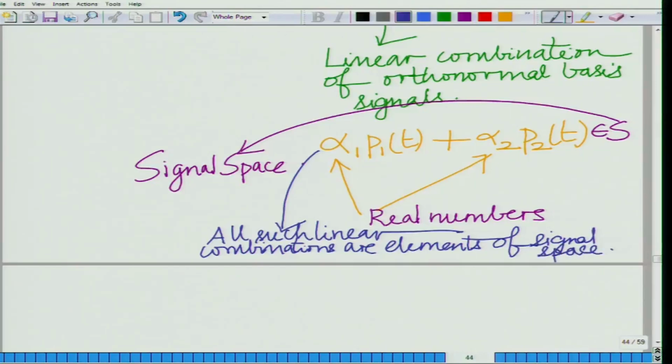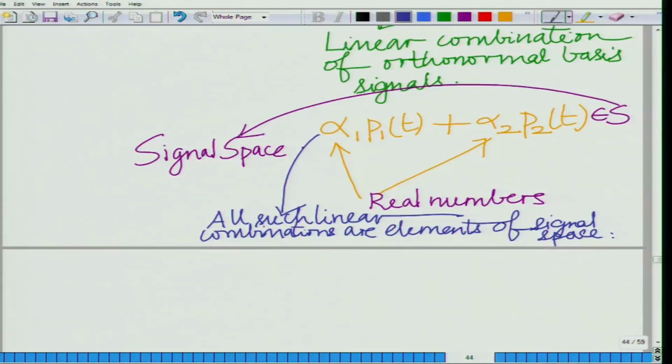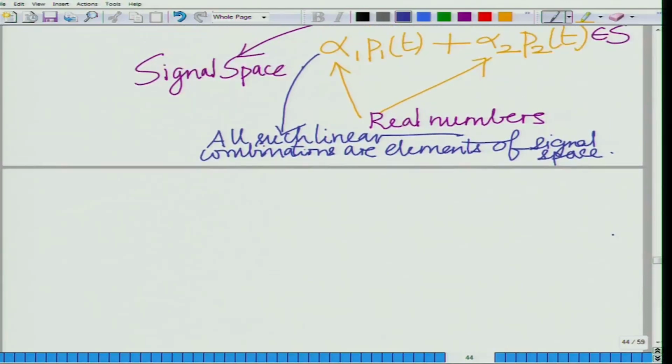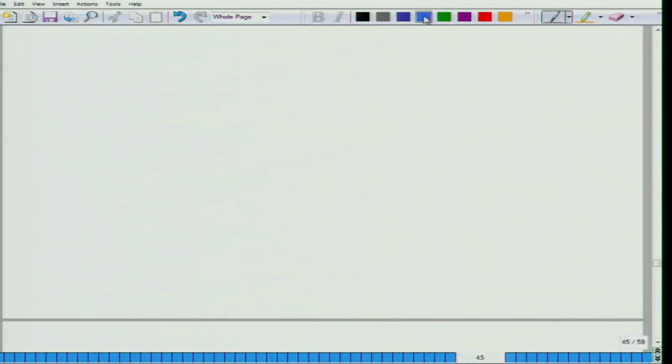All such linear combinations of these two orthonormal basis pulses p1(t) and p2(t), that is alpha 1 times p1(t) plus alpha 2 times p2(t), are elements of this signal space. Okay. Now, let us take an example. For instance, let us consider a simple example.